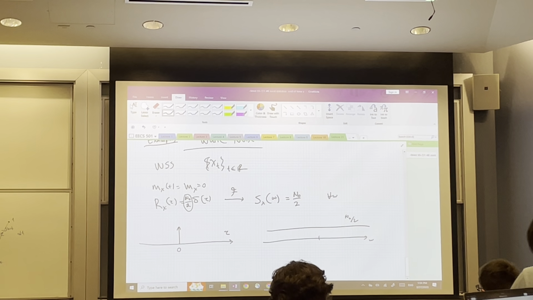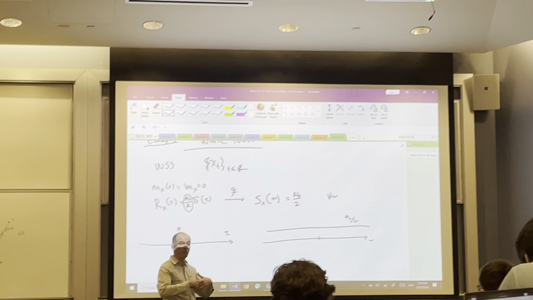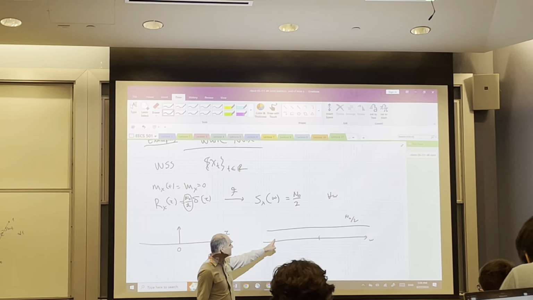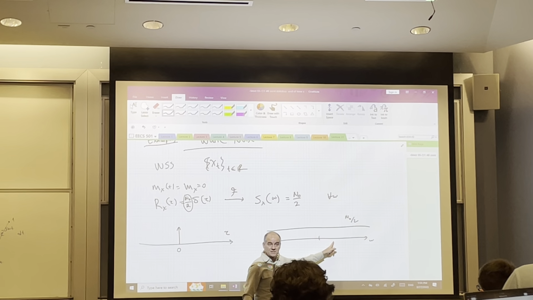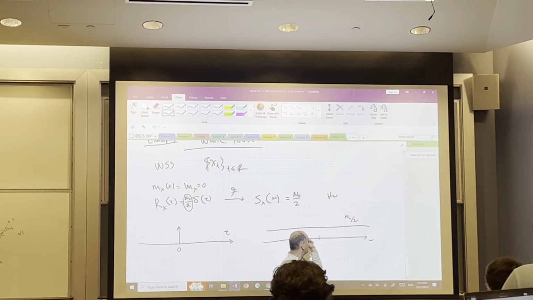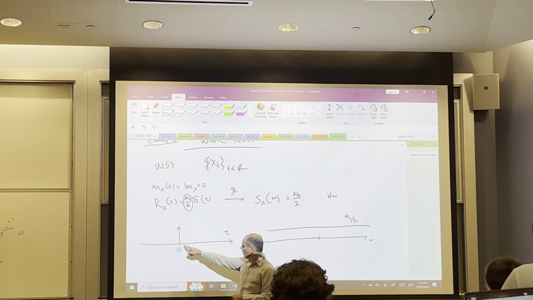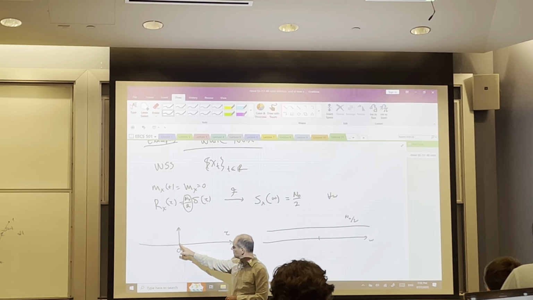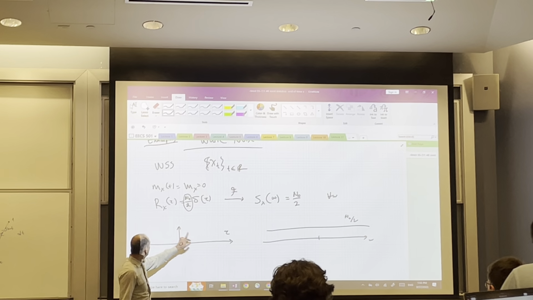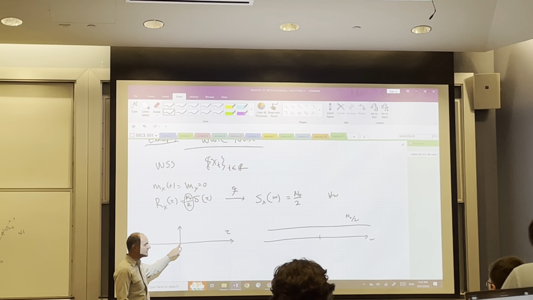This says that in the same way that white light contains all possible frequencies in equal power, this noise contains all possible frequencies, that is, this power is spread over all possible frequencies equally. That's why we call it white noise. What about that? What does that say? For all practical purposes, you can think of Rx of tau being 0, except at 0.